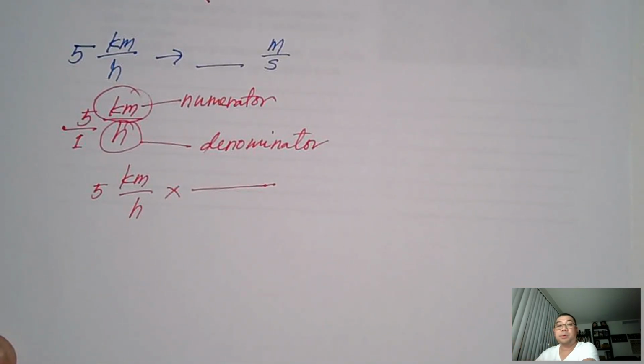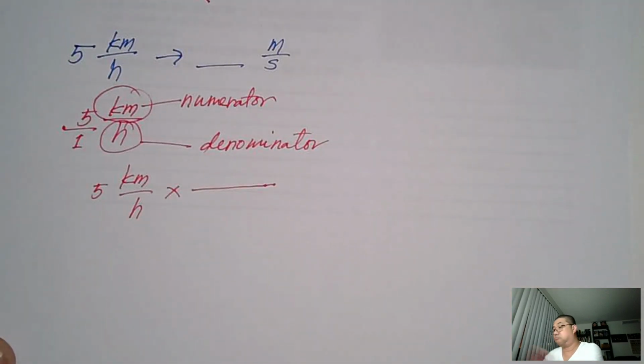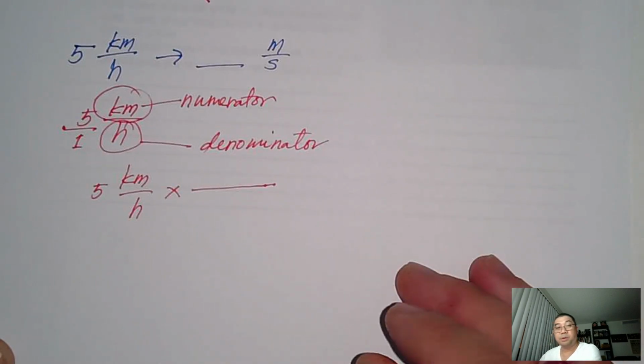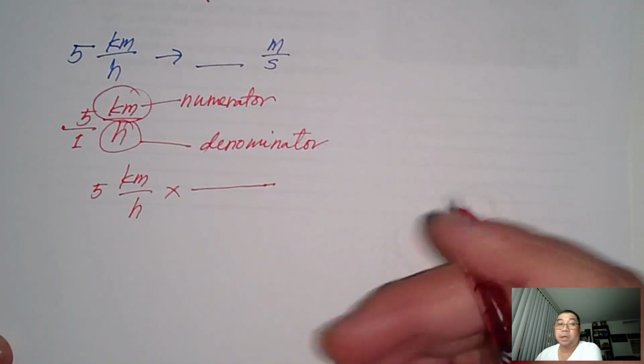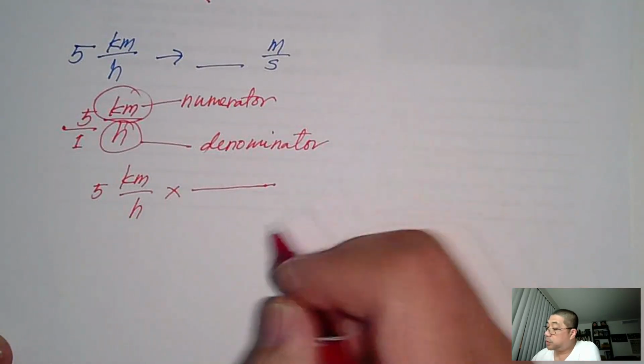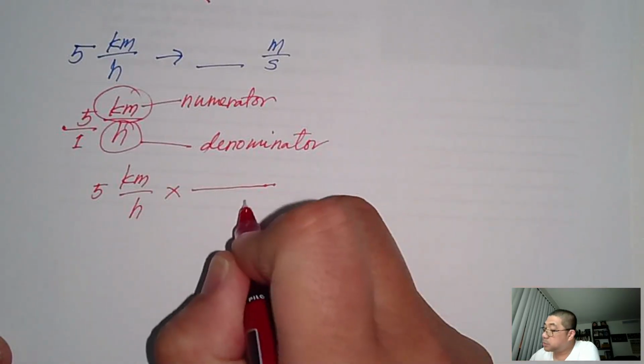So which one do you want to convert first? Kilometers to meters or hours to seconds? It doesn't really matter which one goes first. It will all come up with the same answer later. Now, why don't we convert kilometers first? So let's cancel kilometers. Let's move kilometers to the bottom.